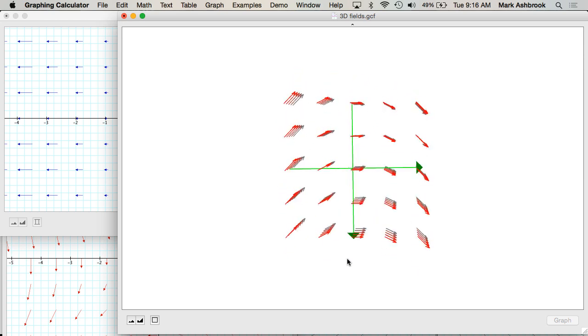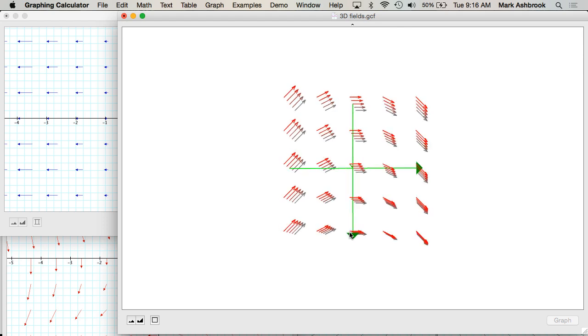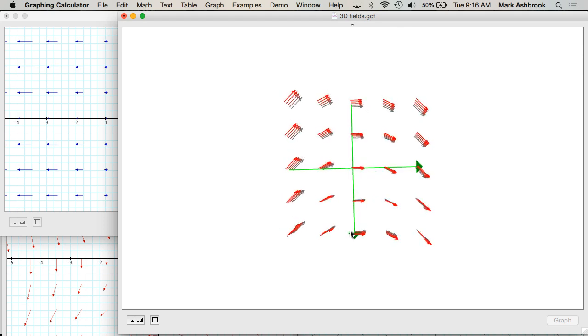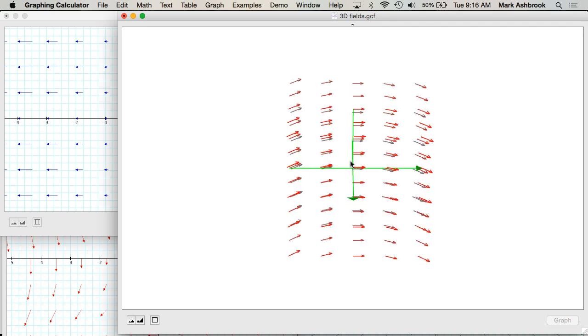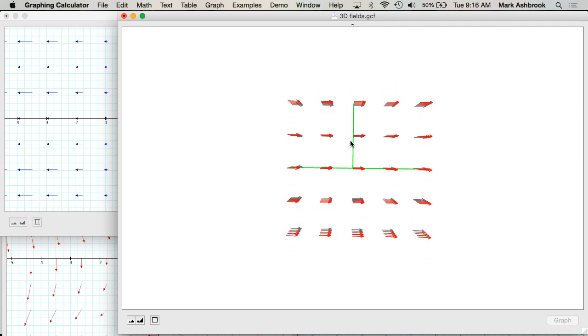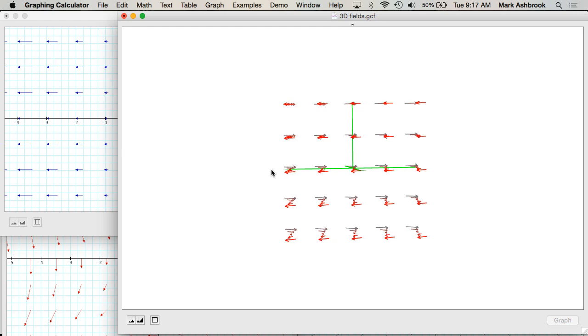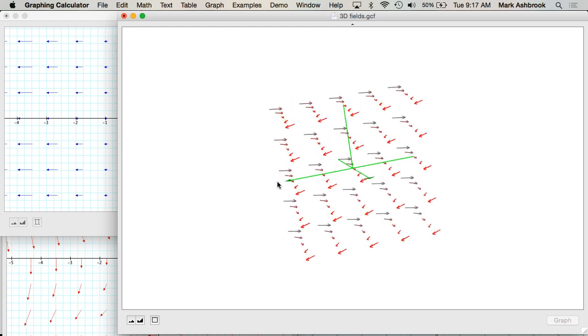what this is. So this is looking straight down in the xy plane, but positive x is this way, positive y is this way, just like our R3 orientation. Here's looking at the yz plane. Here's looking at the xz plane. We got some stuff going on there.